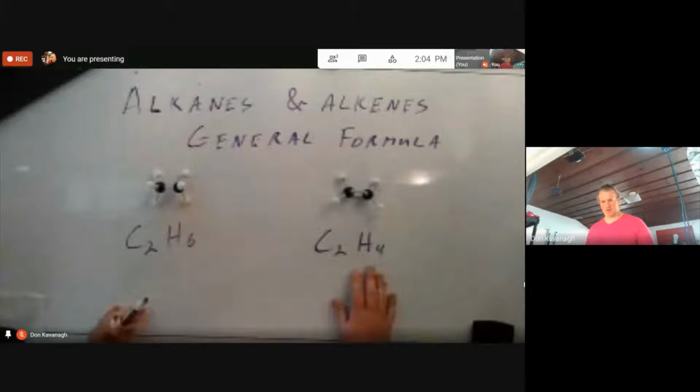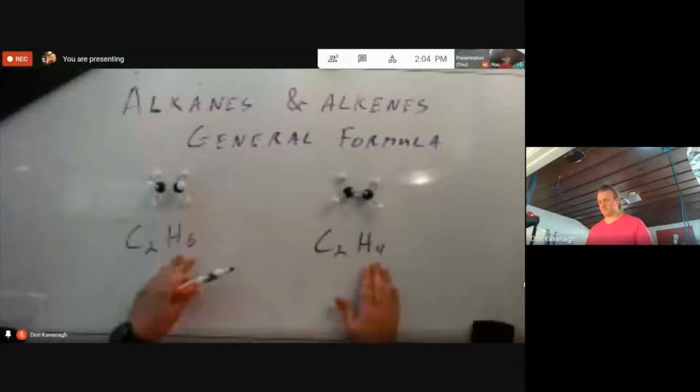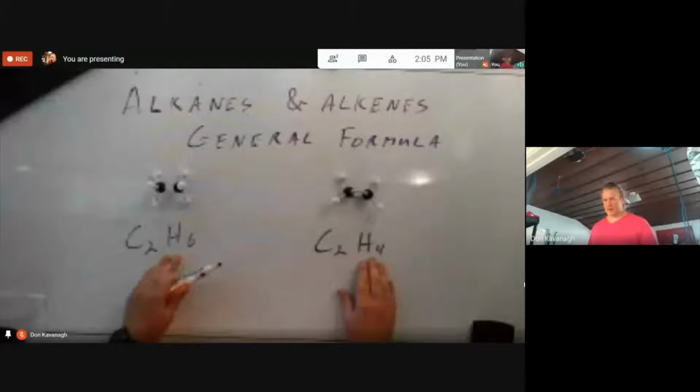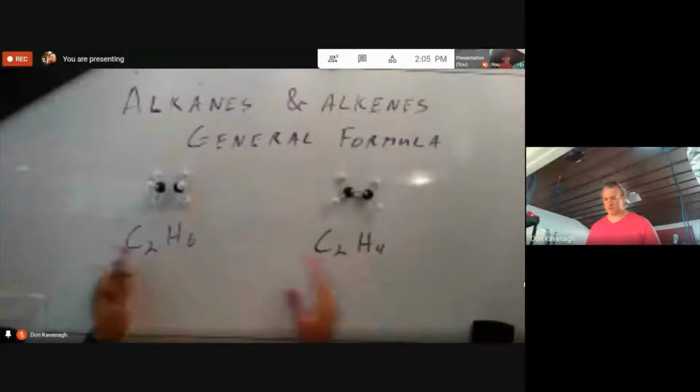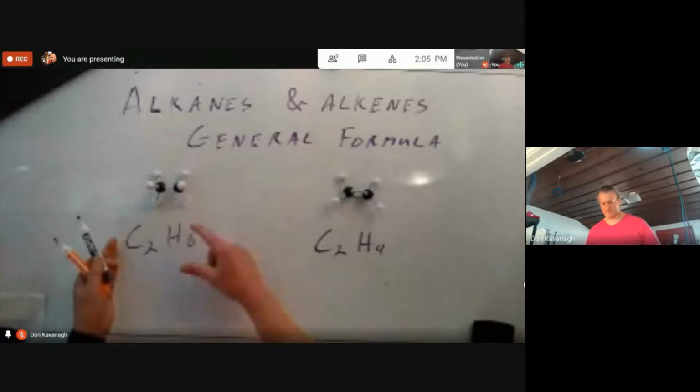Now, they both have two carbons but a different number of hydrogens, and there's a little bit of math that can help see the ratio of the number of hydrogens between alkanes and alkenes. Right off the bat, note that alkanes will always have more hydrogens because they are saturated with hydrogens.